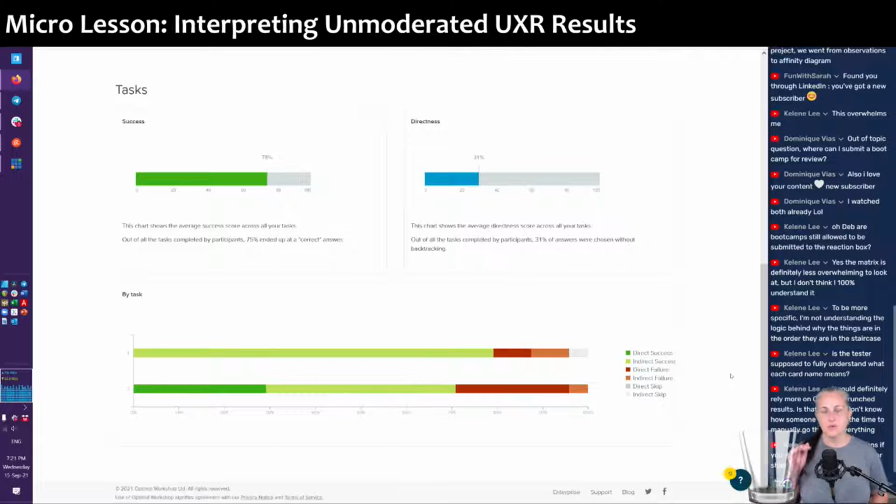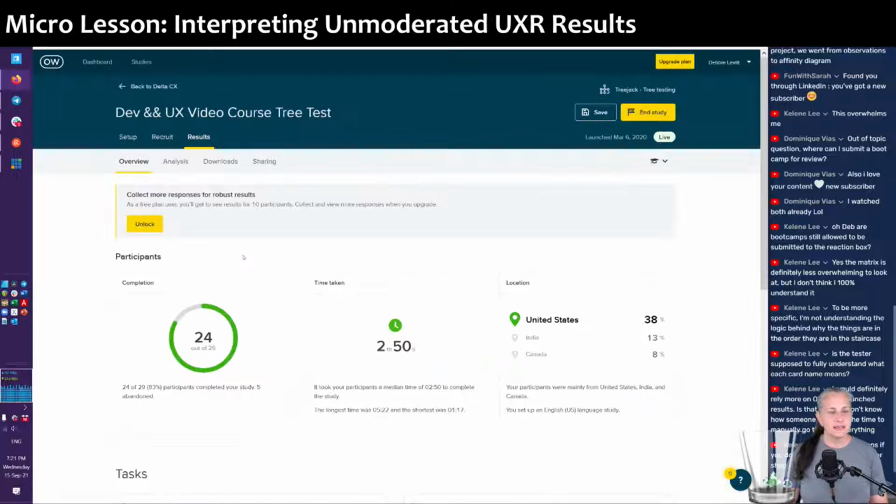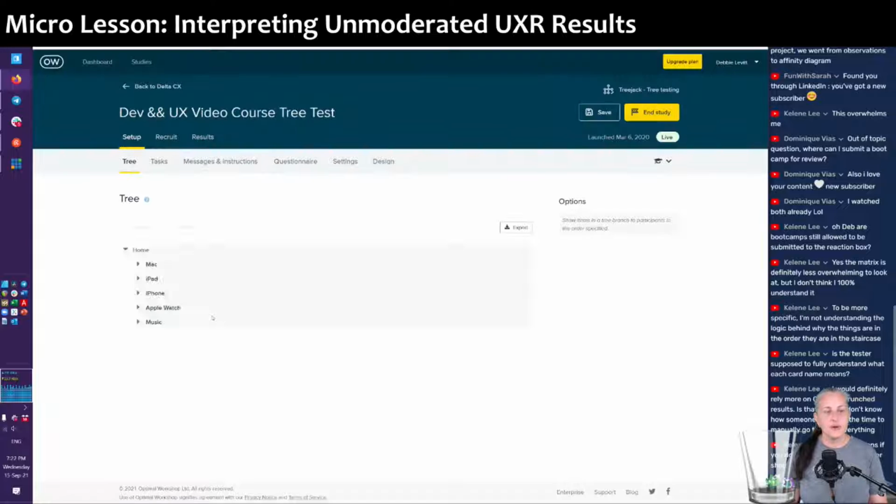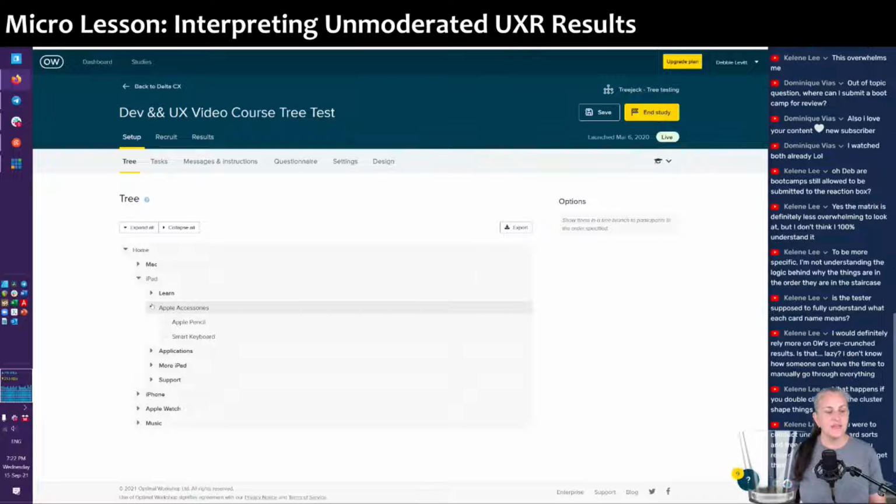Now let's talk about what direct and indirect are. Let's go back to our tree to use an example. If we give somebody this tree and we say, find the iPad accessories. What's under here? Here it is, Apple Pencil. If I said, hey, find the Apple Pencil, let's say somebody wasn't that familiar with Apple products, and the first thing they did was they went to iPhone.